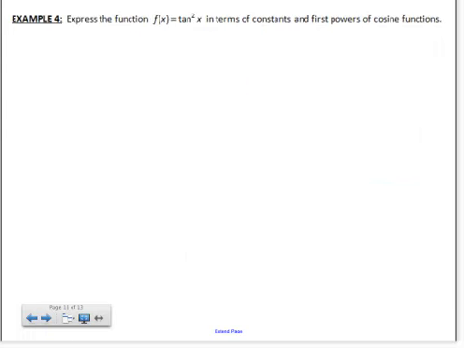All right, so what we're going to do is express this function in terms of constants and first powers of cosines. First powers. Okay, so we have f of x equals tangent squared x. The first thing we have to look at is, well, I don't even have anything that has sine or cosine in it. Hey, we could do 1 plus tangent squared equals secant squared. Yeah, we could.